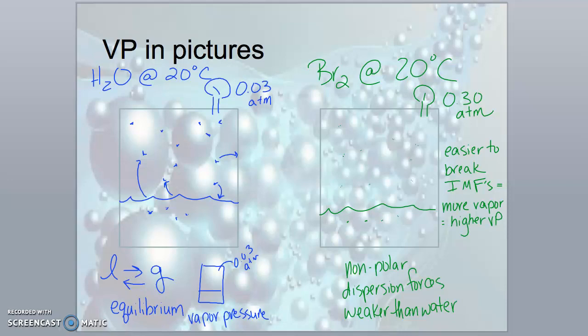An interesting thing about vapor pressure is it's a set value at a given temperature. It doesn't matter how full that box is with water or bromine, we're going to have that same vapor pressure as long as there's liquid present. So there could be 5 mL of liquid, and there'd be a pressure of 0.03 for water and 0.3 for bromine, or it could be full nearly to the top, with just a little tiny airspace, and the vapor pressure would still be the same. And that's an interesting thing to think about.